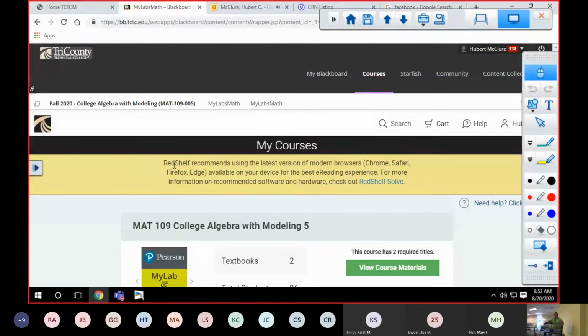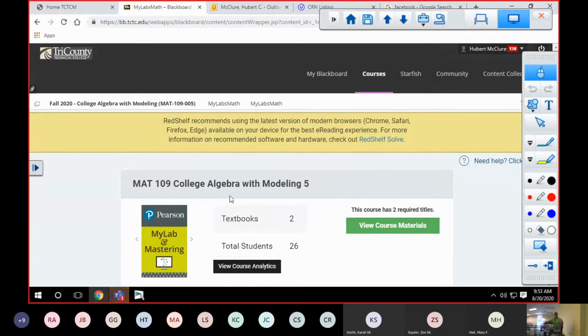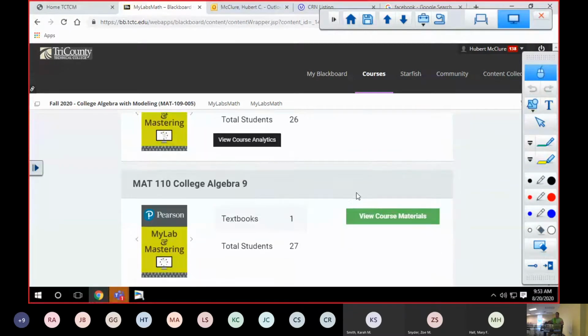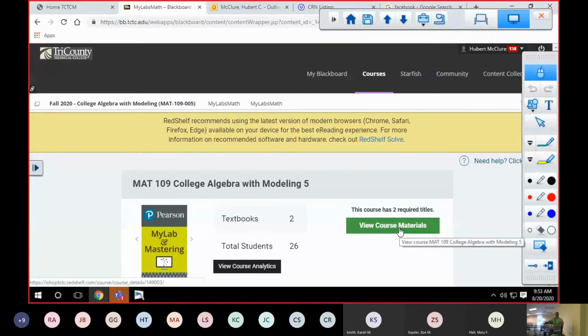Now, make sure you read this, because RedShelf recommends using the latest versions of browsers, Chrome, Safari, Firefox, and Edge, available on your device for the best e-reading experience. For more information, check on RedShelf Solve. Now, that is for these supplemental websites for books and courses, that's true. If you don't have the latest, it's going to cause problems. So make sure you visit RedShelf Solve. RedShelf is the new format, or the new carrier that's carrying MyLab Math.